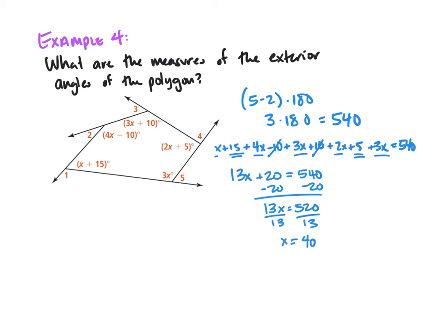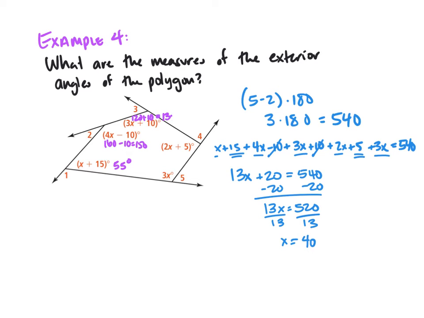So now what I can do is go through each of these interior angles and substitute in my x to get what that actual angle measure is. So let's do that next. This angle, the one next to angle 1 here, is going to be 40 plus 15, which is 55 degrees. And then the one next to angle 2 is going to be 4 times 40 minus 10. So that's 160 minus 10, which is 150. The one next to angle 3 is going to be 120 plus 10.